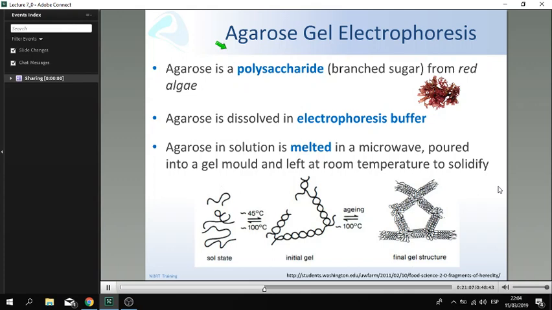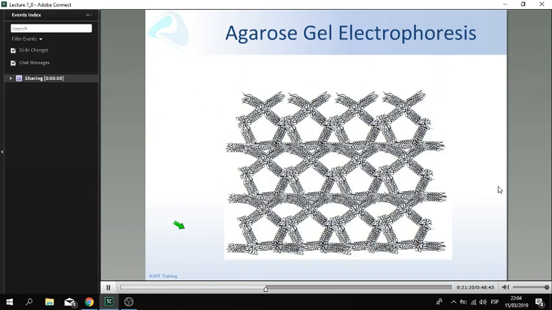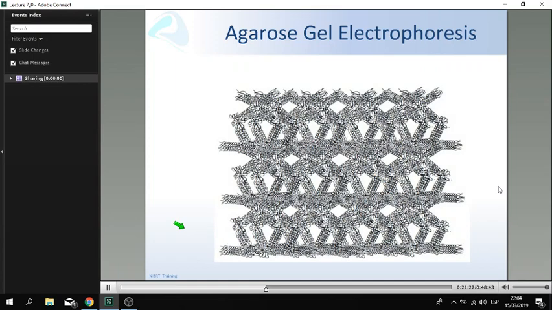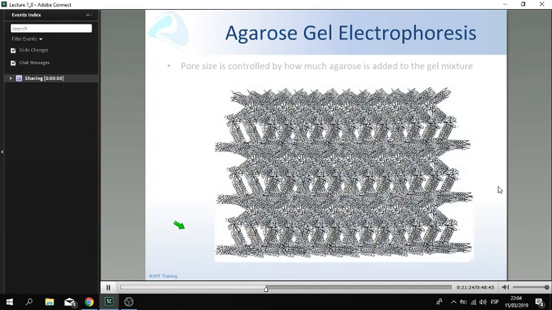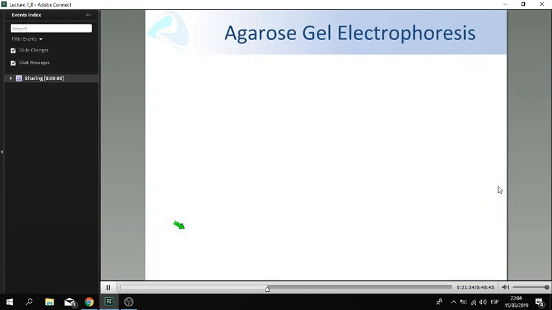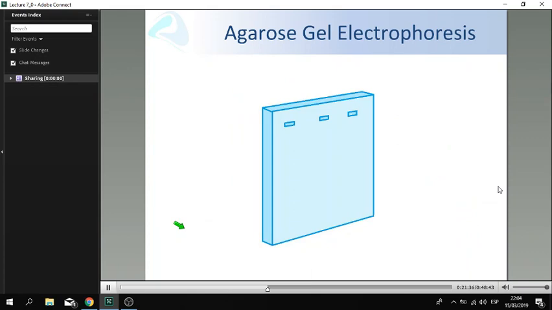So first you have to heat it or melt it in the microwave to get the formation of this initial gel, and then when you leave that gel aging, so leave it standing at room temperature, you get the final gel structure. And your gel will have different pore sizes depending on the amount of agarose. So the more agarose you add, the smaller the pore sizes. Usually you would go with something like 1% or 2% agarose in a buffer, but it can be different depending on what you are doing.